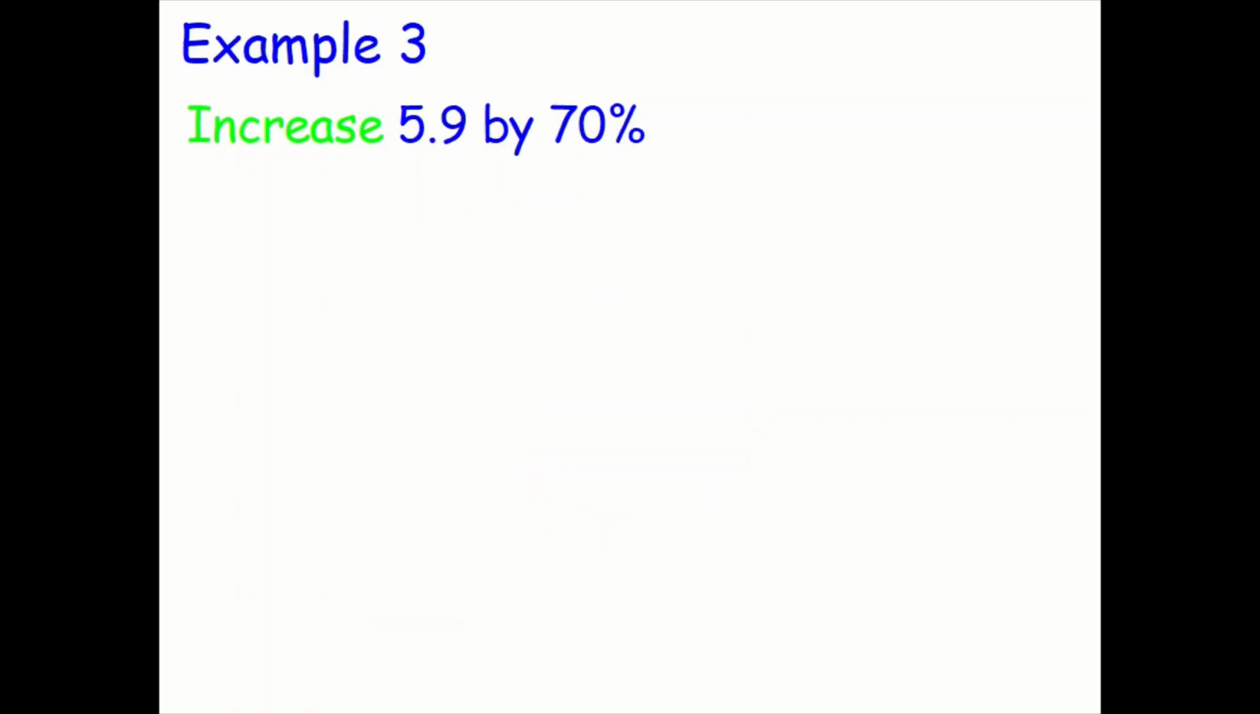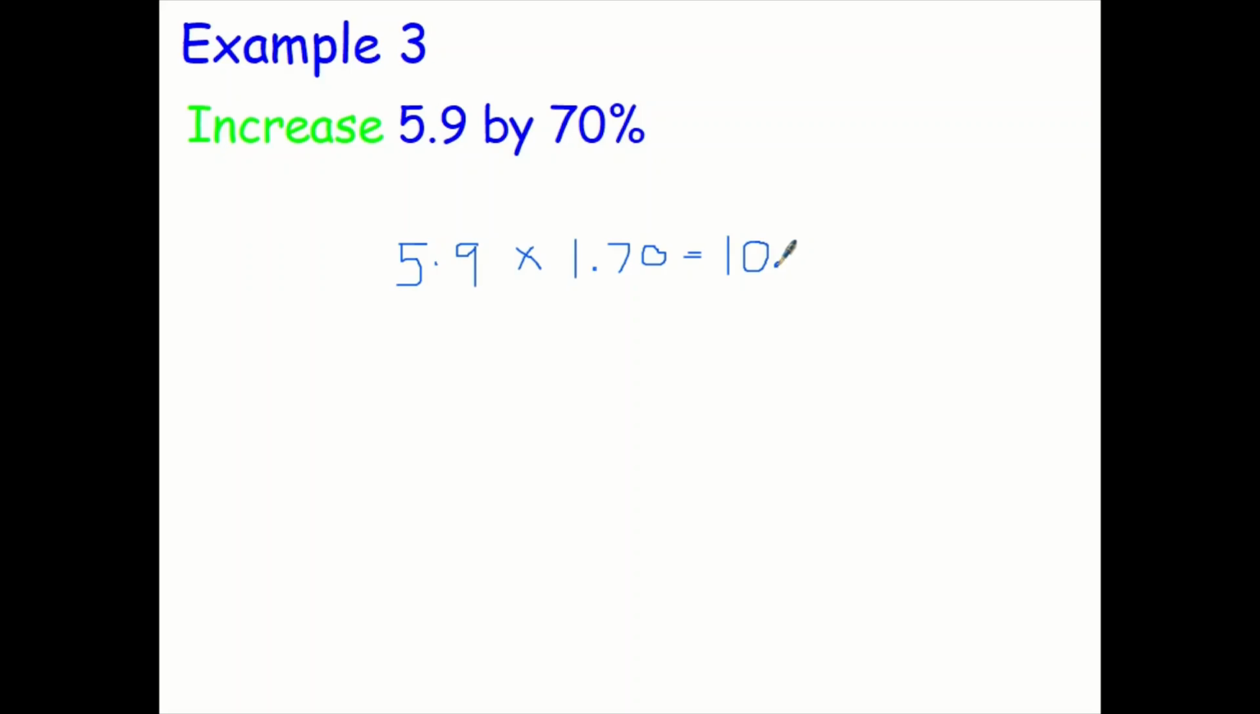Okay, increase 5.9 by 70%. I'm just going to do this on the calculator. So how would you do this on the calculator? You'd do 5.9 and you would multiply it by 1.70 and you get 10.03.